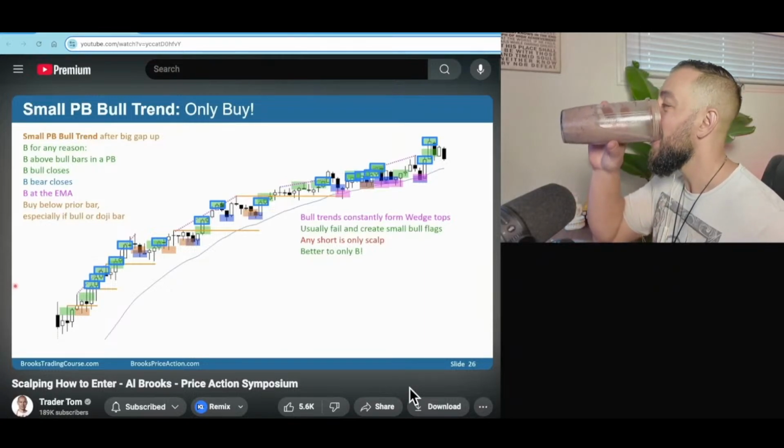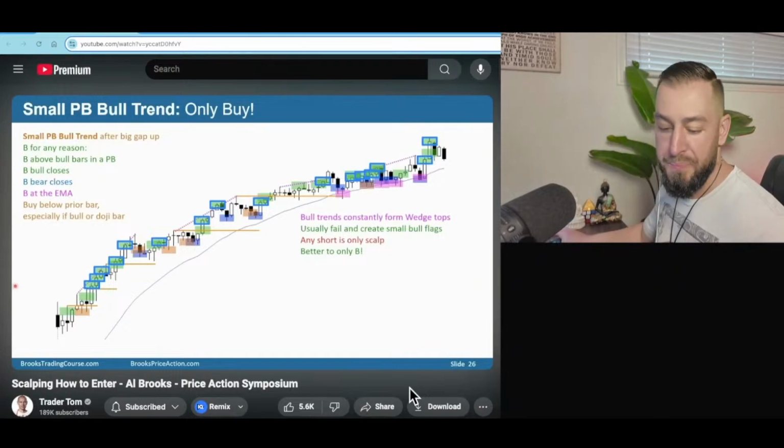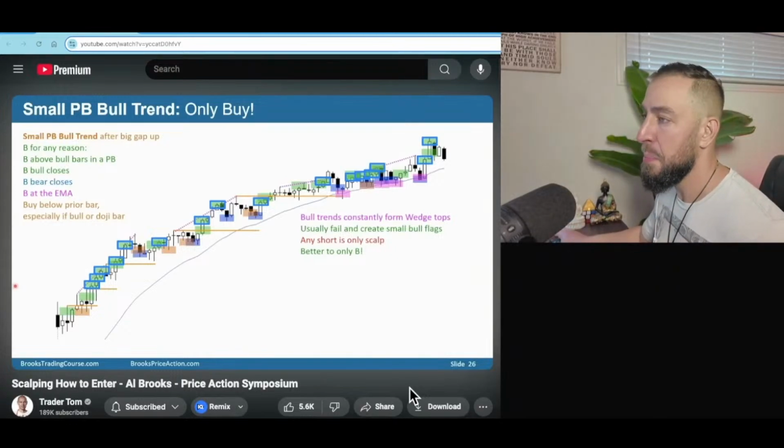So if you're shorting, which you should not do on a day like this, you're scalping. You should not be shorting on a day like this. When it's very difficult to make money selling, you should be buying, and you have to get long. Even if you have to trade a very tiny position, you have to get long.